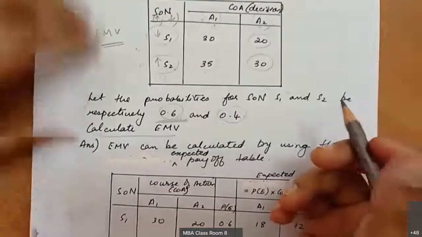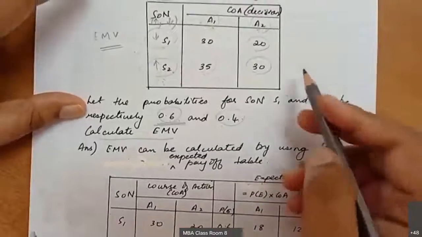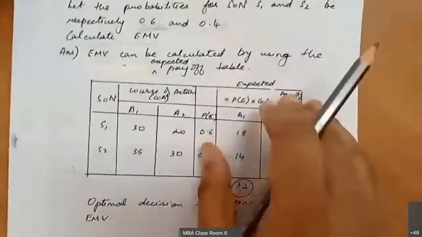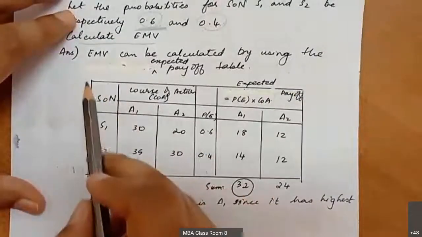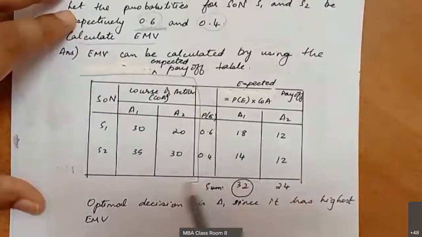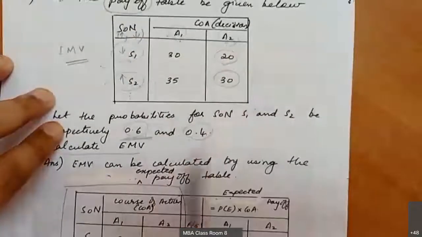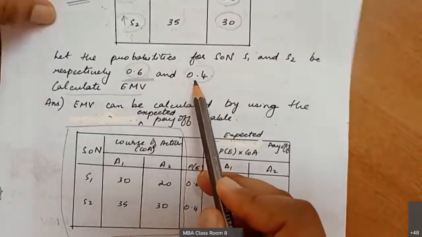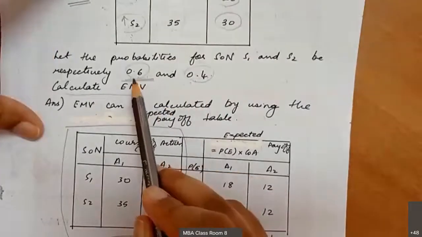Calculate EMV. We already know the formula. Formula: EMV is equal to payoff into probability. We have seen, right? So how will you make it? The same table I have drawn over here. This is the same table. And what are they telling? They are telling 0.6 and 0.4 are the probabilities. For S1, the probability is 0.6.